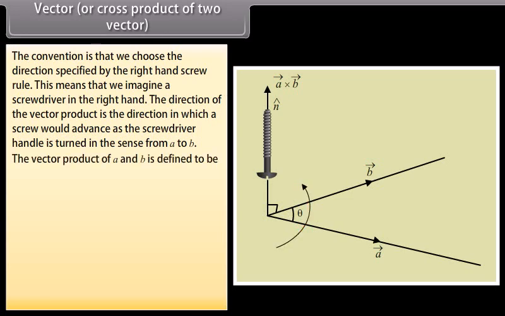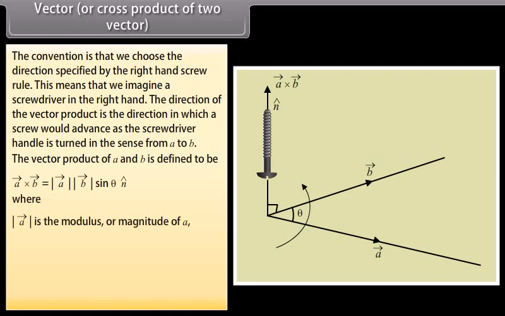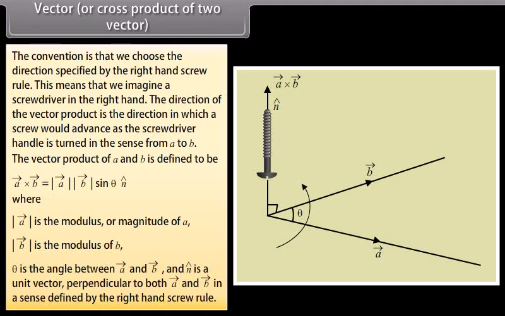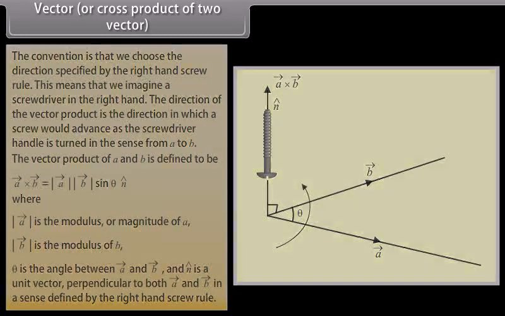The vector product of A and B is defined to be vector A cross vector B equals the magnitude of vector A times the magnitude of vector B times the sine of theta in the direction of n cap, where the magnitude of vector A is the modulus of A, the magnitude of vector B is the modulus of B, theta is the angle between vectors A and B, and cap n is a unit vector perpendicular to both vectors A and B in a sense defined by the right-hand screw rule.